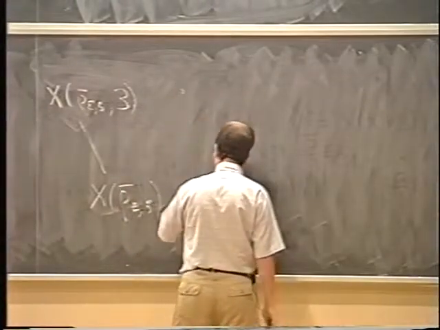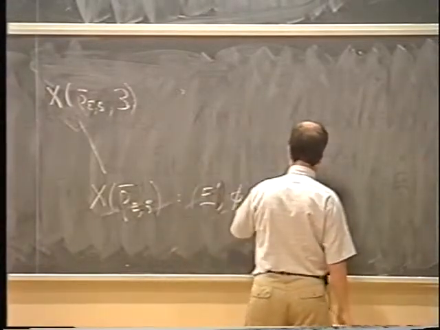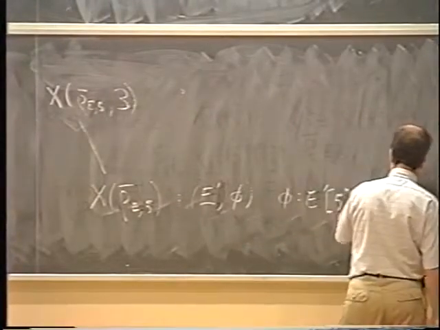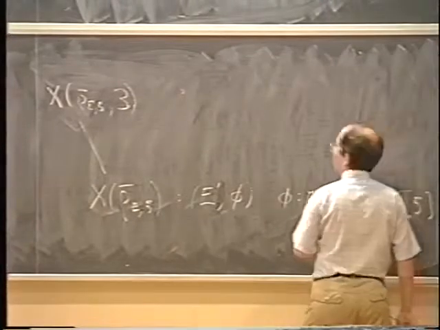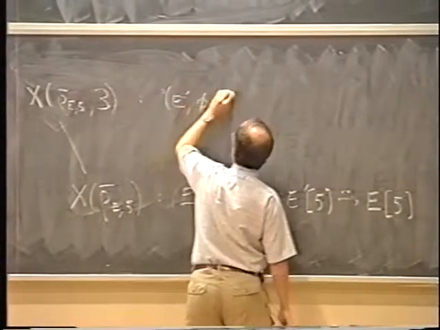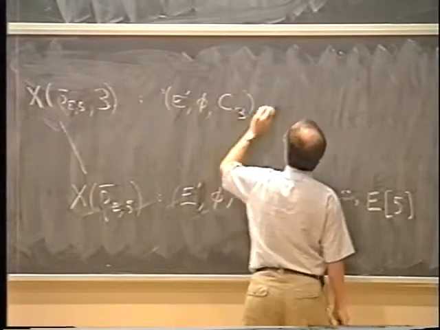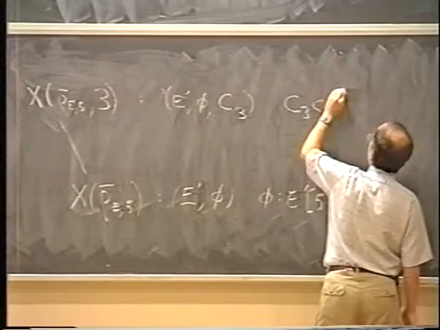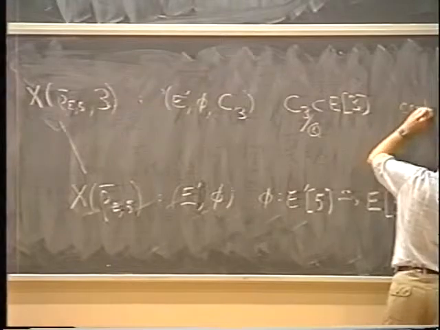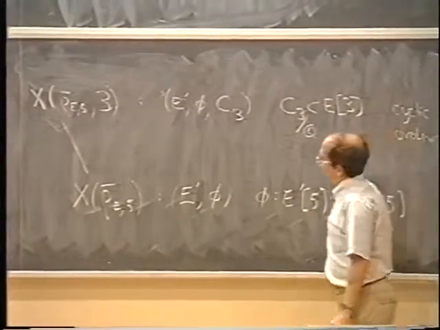Remember, the points here correspond to pairs E prime, comma phi, where phi is an isomorphism from the 5-torsion on E prime to the 5-torsion on E. Well, the points up here are just going to correspond to triples E prime, phi, C sub 3, where C sub 3 is a cyclic subgroup of order 3 defined over Q. Remember where this came from.